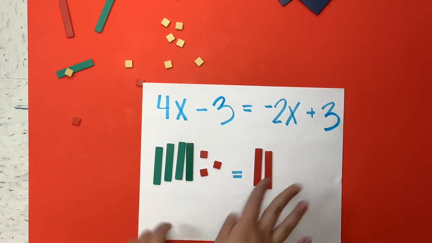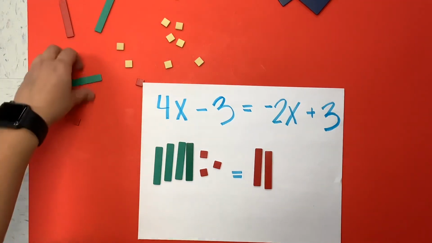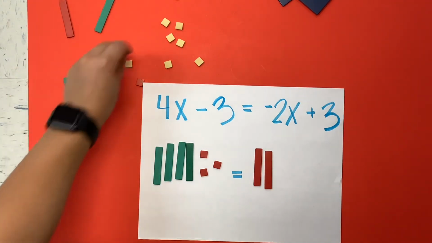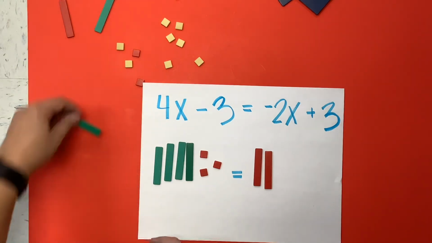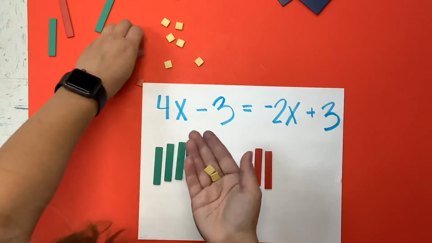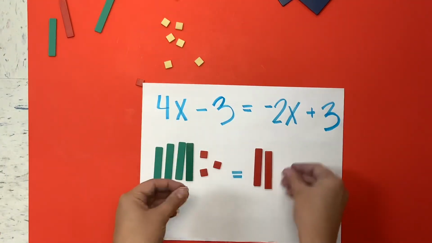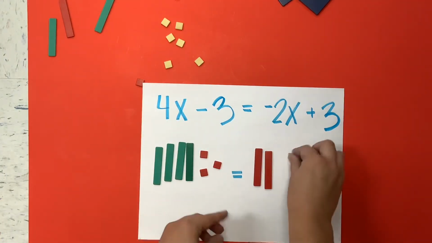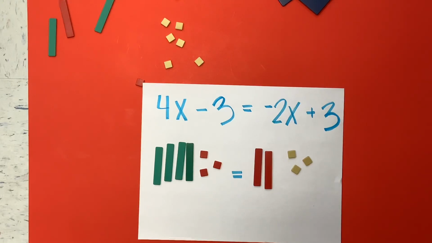Sometimes if you have a test question where it does this, it does shading and not shading. Shading would be negative, not shading would be positive. And so now that this says 3, I take 3 of these little squares and I flip them to the yellow side. And there I have done an equation with algebra tiles.